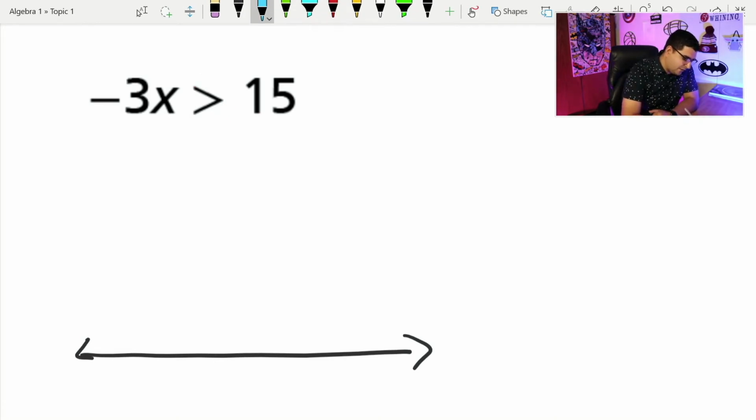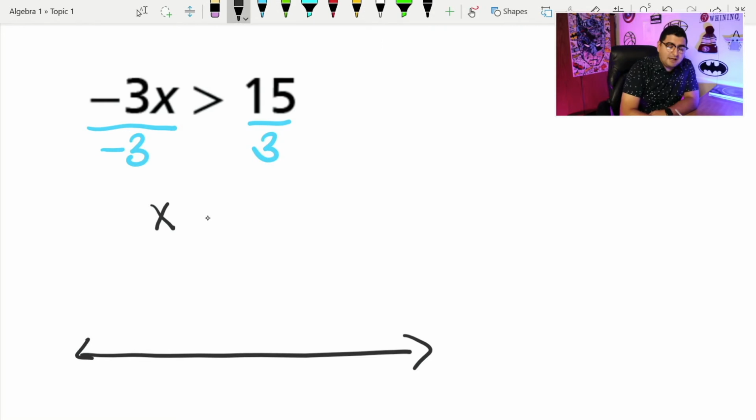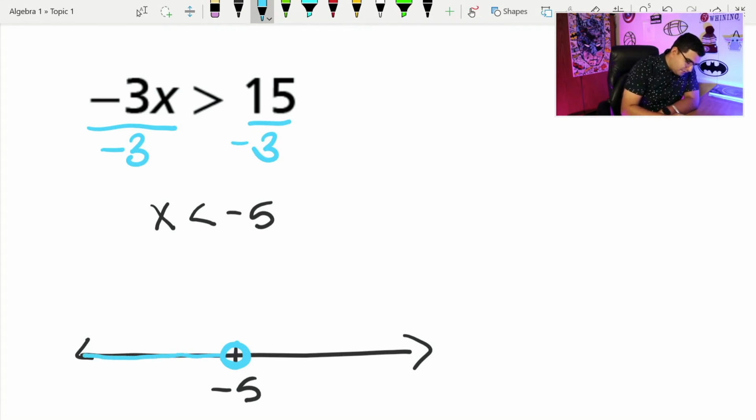For this problem, it just so happens that I need to divide by negative 3 on both sides, which would leave me with x. And because I divided by a negative, my symbol now switches direction from x greater than to x less than. 15 divided by negative 3 would get me a negative 5. Now for this graph, I could go back and reference the chart, but you'll see that on this occasion we are going to do, again, an open circle because we don't have that equal to line underneath. And this is going to go towards the left.